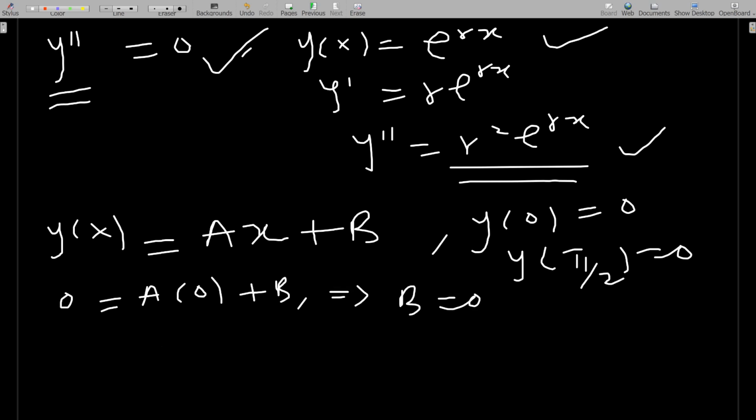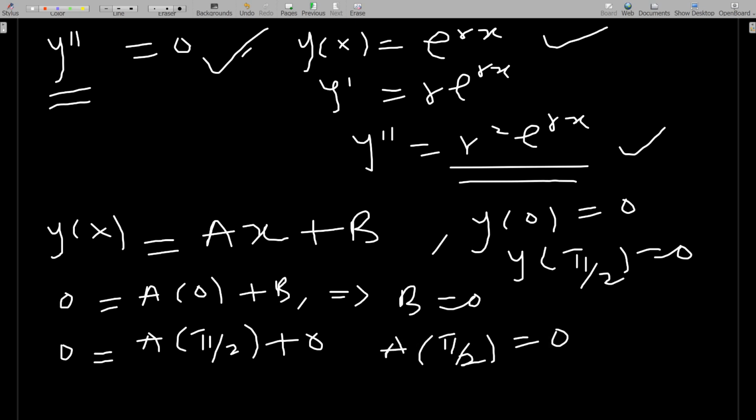And y of pi on 2 is equal to 0, so wherever I see x, I put pi on 2 there. So I have 0 is equal to a into pi on 2 plus b, which is 0. So I have plus 0, and I have a times pi on 2 equals 0. Now if I divide through by pi on 2, I have a equals 0. And indeed, we'll have y equals a, 0 times x will give me 0, plus b, which is 0. So I have y of x equals 0 being the trivial solution.